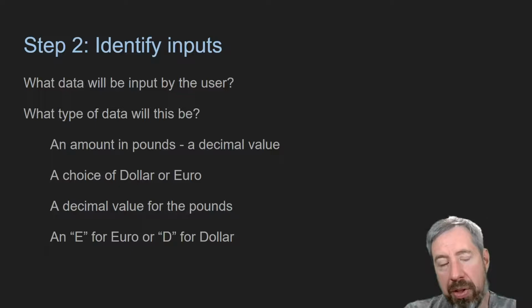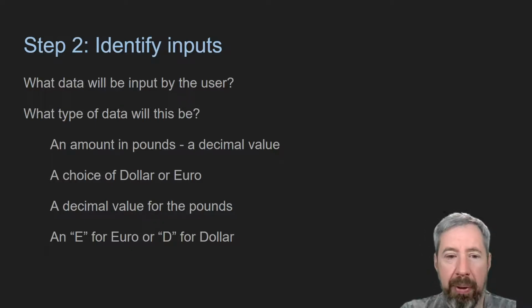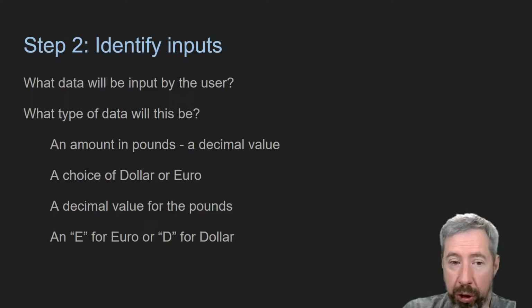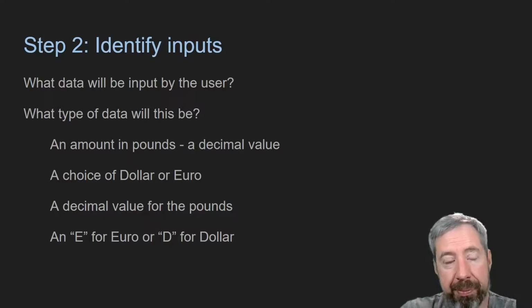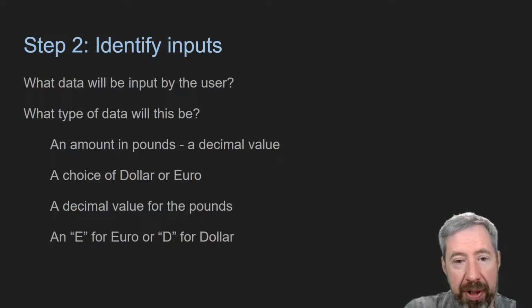Then the user is going to make a choice, either dollar or euro. And we've got to store that choice somehow. And there's different ways we could do it. One way we could do that is we could use a string variable to store the word dollar or store the word euro, or shorten that to E or D. There are other ways of doing it. We could assign a numerical value to each choice, or even a Boolean value. But for now, we'll just keep it as E or D, and a decimal value for the pounds.